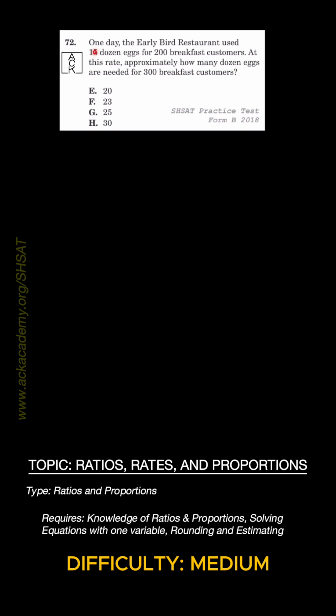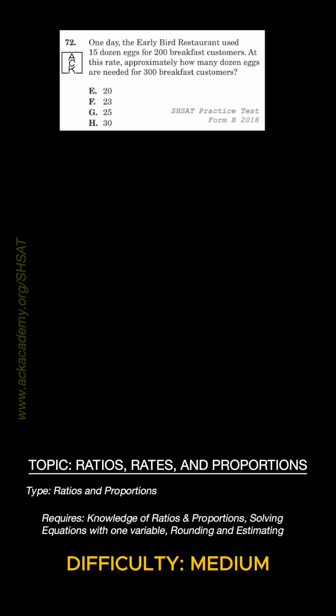Okay, so one day, the Early Bird restaurant used 15 dozen eggs for 200 breakfast customers. At this rate, approximately how many dozen eggs are needed for 300 breakfast customers? All right, so in order to do this, we have to set up a proportion.